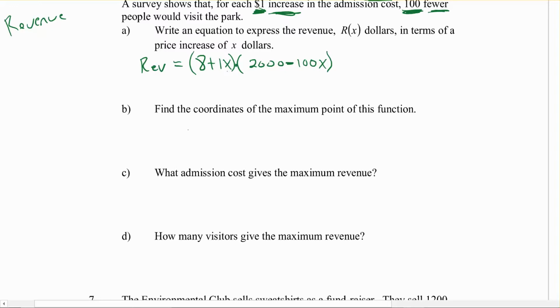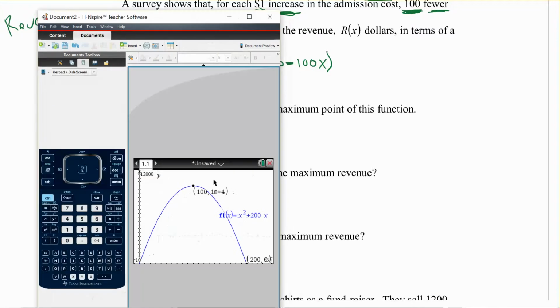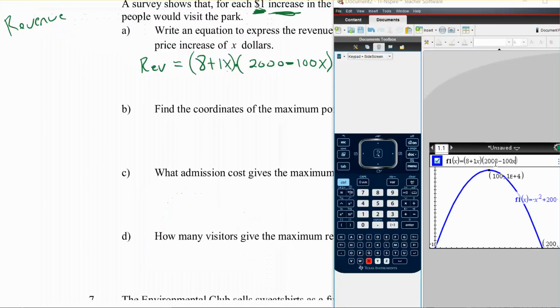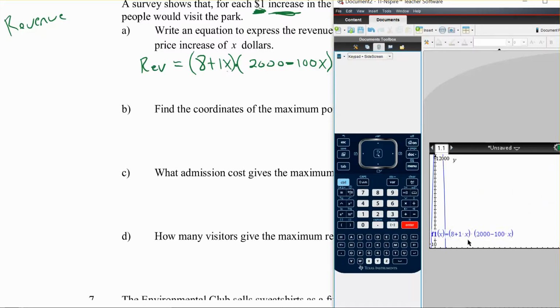Now this one says find the coordinates of the maximum point of this function. So just like before, when you put it in your calculator, one sec. Okay, so if you put that into your calculator, I just put it in just like it looks, with brackets. Probably didn't need to put a 1 there, but I did anyway. Now, it doesn't look like this. That was from the last question. I push enter. Oh, it actually did it.